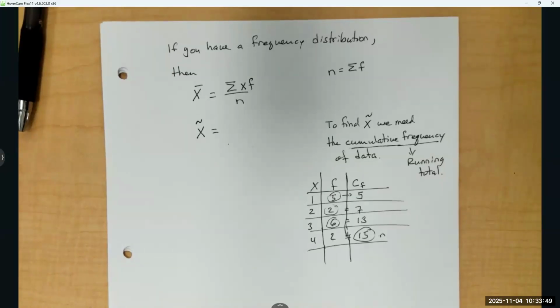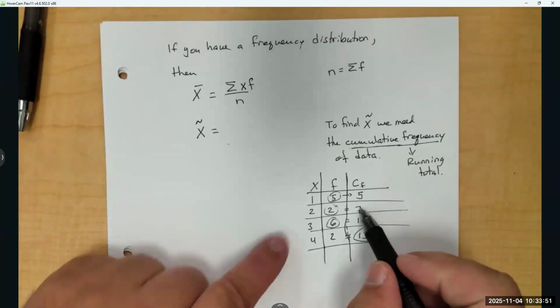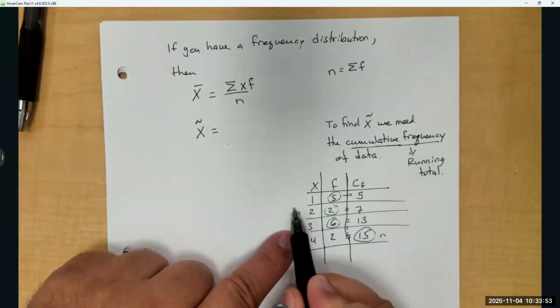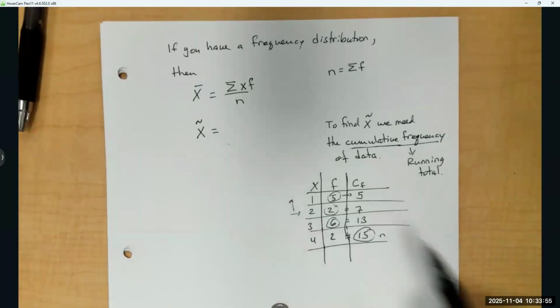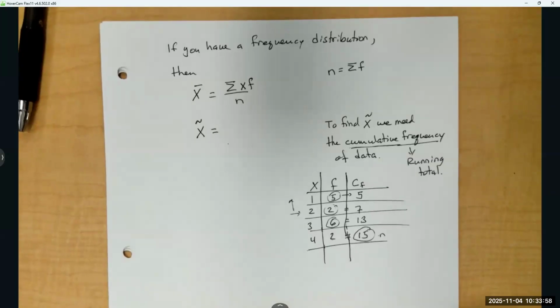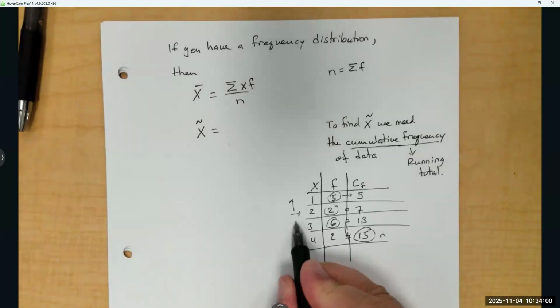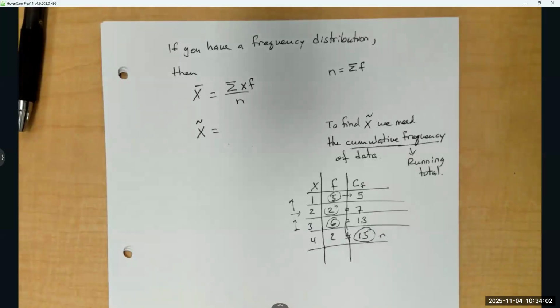Now, what do these tell us? It tells us that from this class down, there are 7 pieces of data. From this class down, there are 13 pieces of data. And then from this one down, all 15 pieces of data exist. That's what the cumulative tells us all along. Why do we need to know that? How do we find the median?